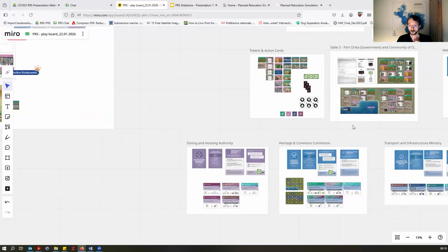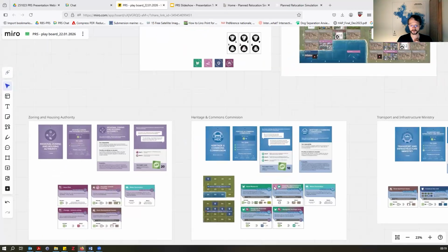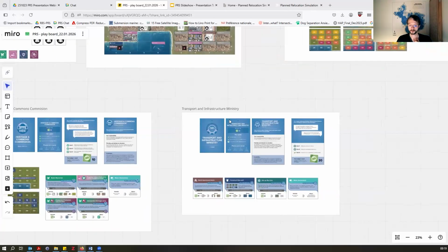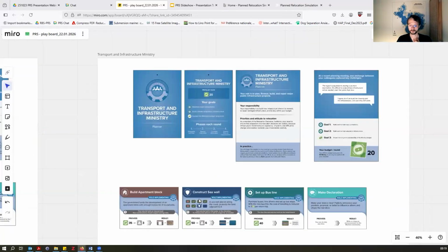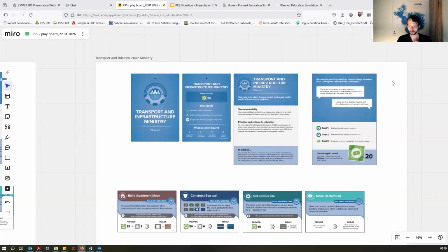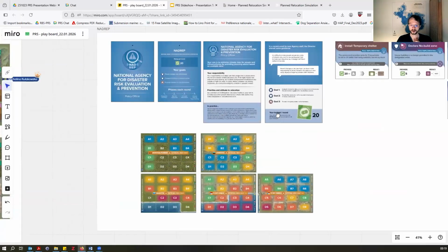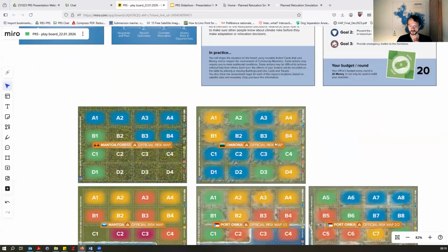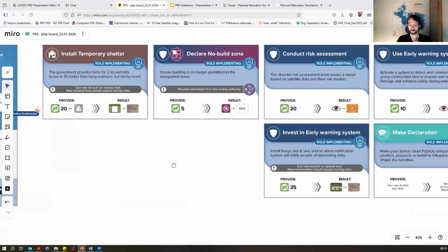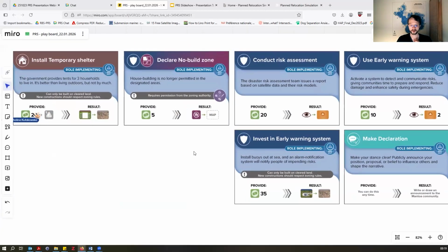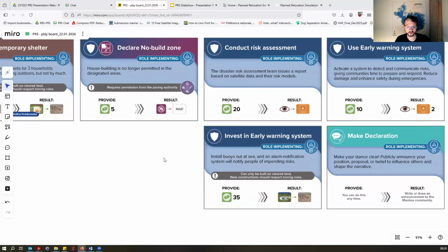On the government side, the actors have different goals and corresponding actions. So the Transport Infrastructure Ministry, for example, can build various kinds of infrastructure, often at quite high costs, and there are often conditions around that. The risk agency has actions that allow them to anticipate risk a little bit more, so they can do some risk assessments and invest in early warning, so that they can actually find out what the risk card is going to be before it happens, and maybe help with some of the planning.